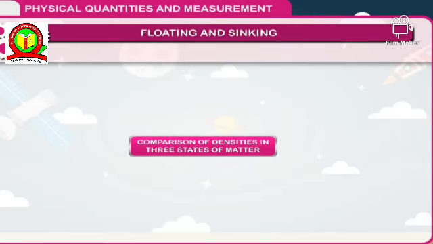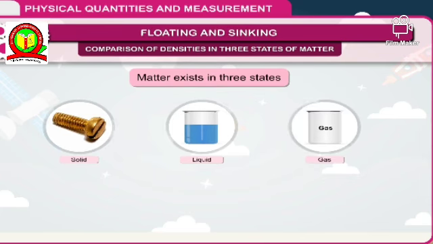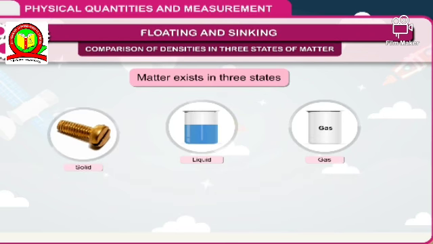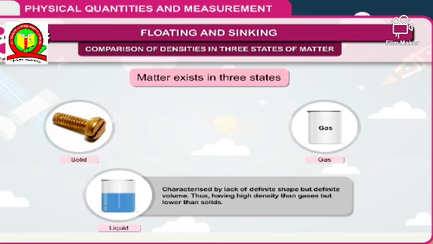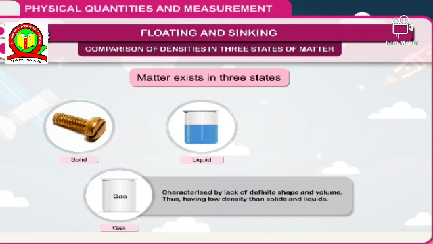Comparison of densities in 3 states of matter. Matter exists in 3 states, that is, solids, liquids, and gases. Each state has its own special characteristics. 1. Solid state, characterized by definite shape and definite volume, thus having higher density than liquids. 2. Liquid state, characterized by lack of definite shape but definite volume, thus having higher density than gases but lower than solids. 3. Gaseous state, characterized by lack of definite shape and volume, thus having lower density than solids and liquids.